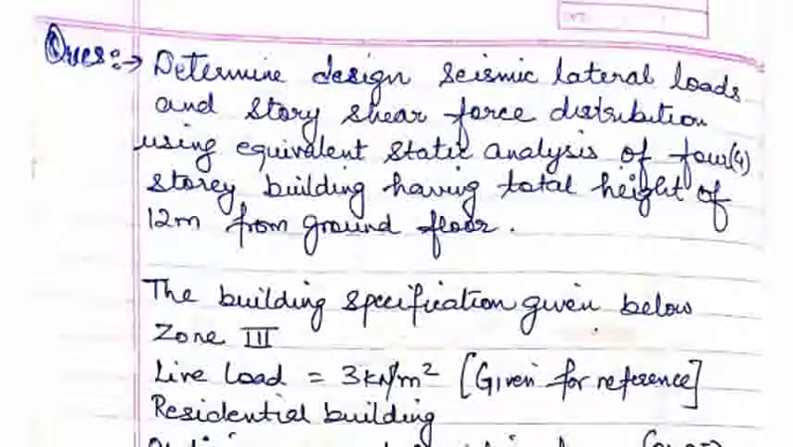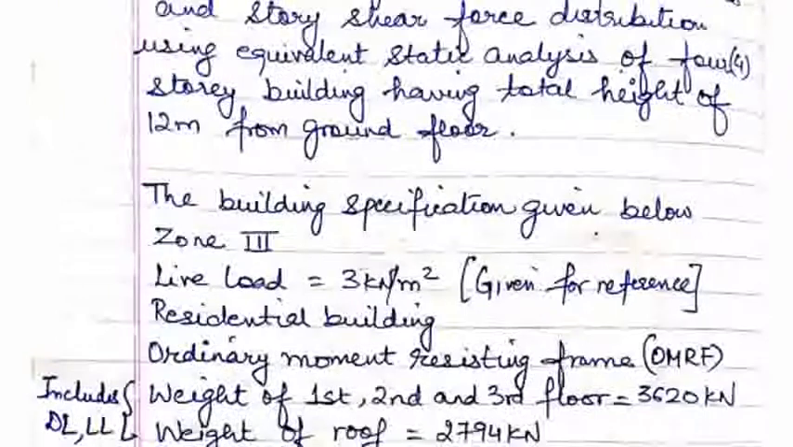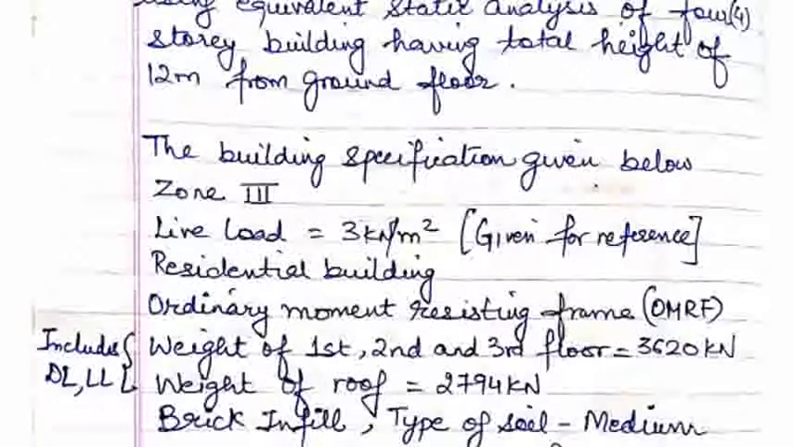Our building lies in zone 3. The live load of the building is 3 kilonewton per meter square and it is a residential building. The framing system of the building is ordinary. We will take an ordinary moment resisting frame.